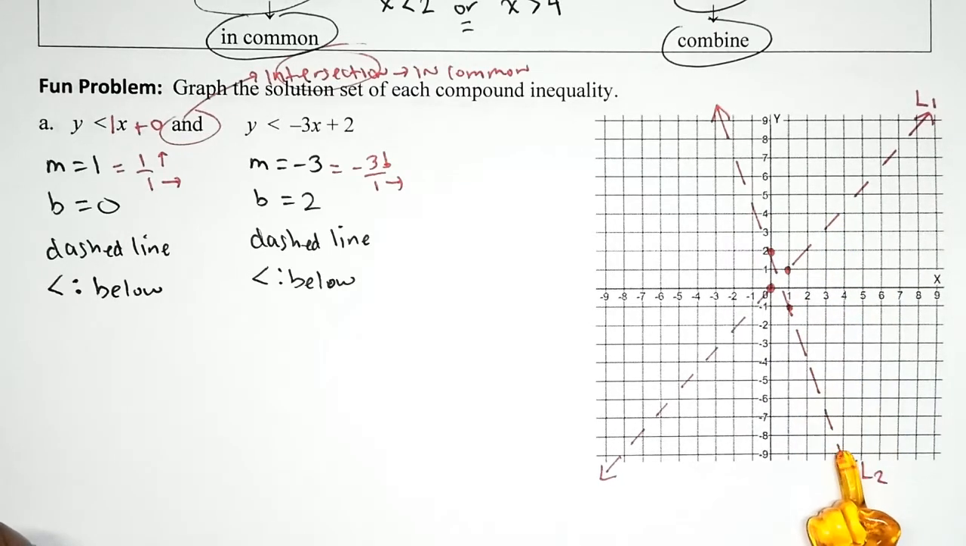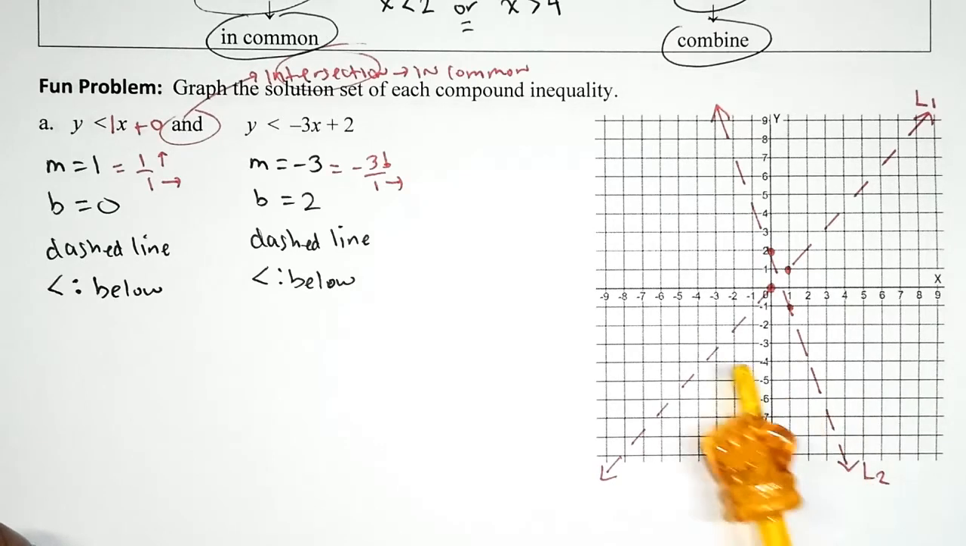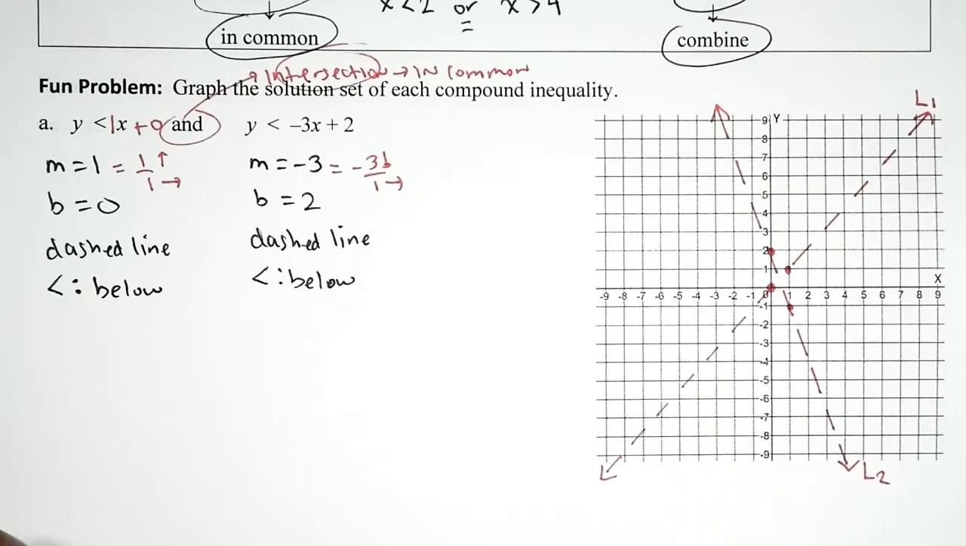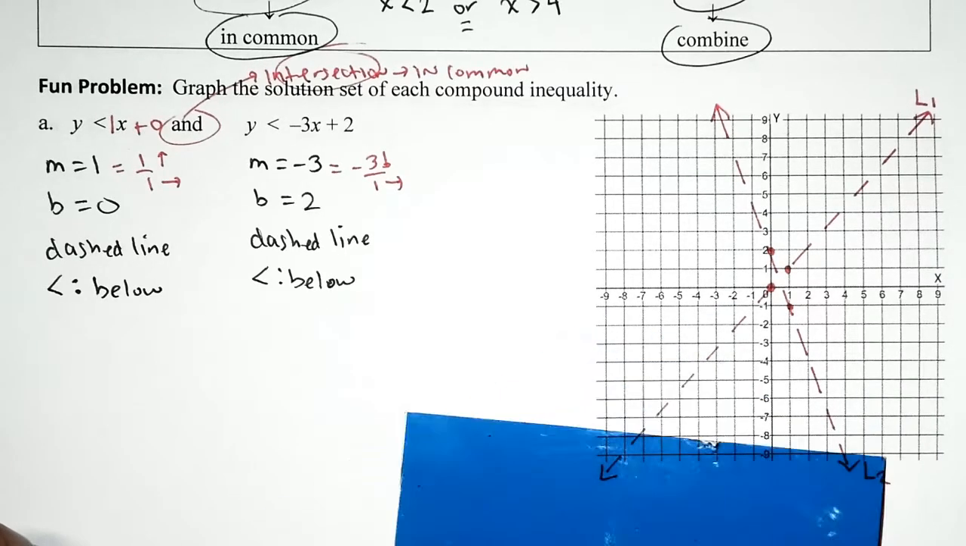And again, if you don't trust yourself, instant replay. Put your finger elsewhere, and then move your finger down. That's the below part. Okay. So I'm going to go ahead and shade quickly.